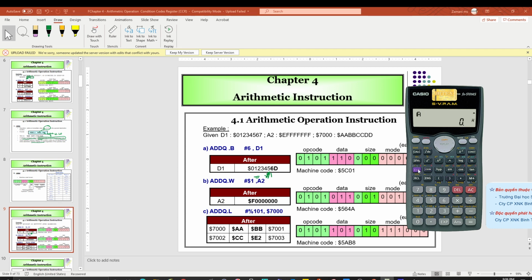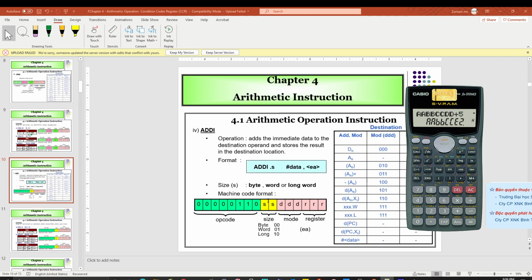So AA, BB, CC, DD plus 5, and the answer is AABBCCE2. You have to put it back at this location. So each of the memory will get only 8 bits of size, which is AA, BB, CC, and E2. Okay, that's for add quick.